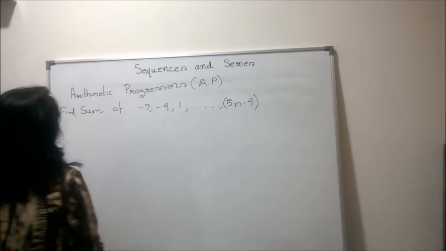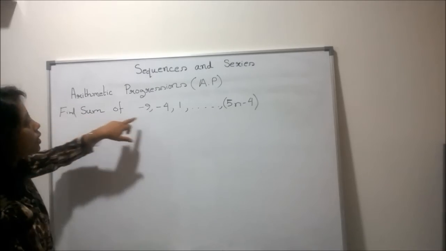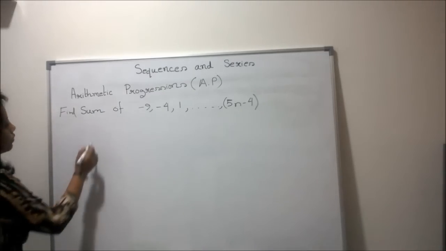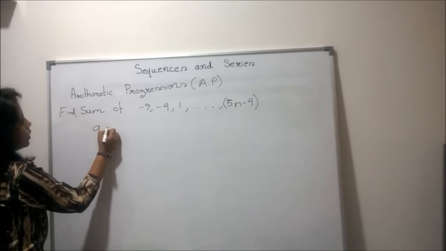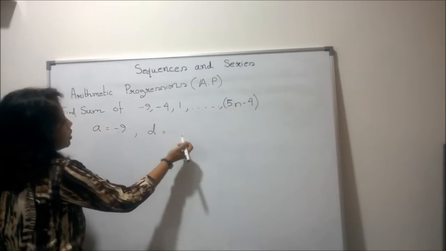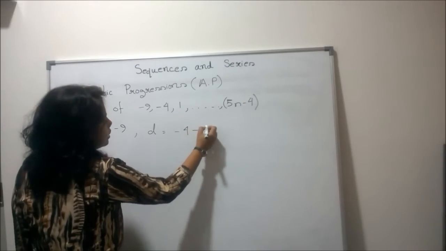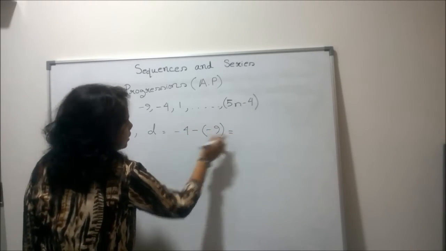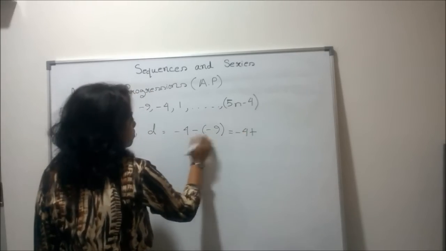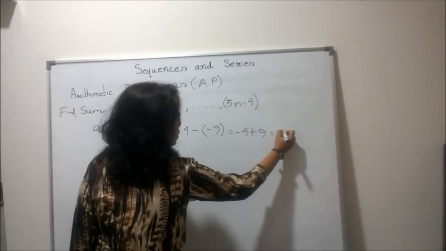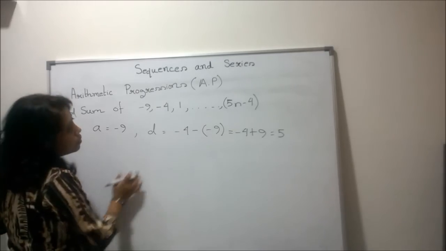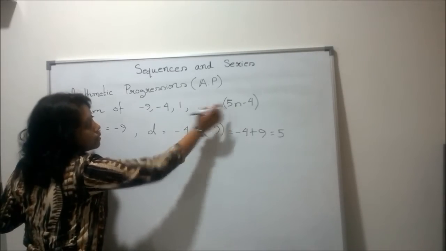Here you see we have to find out the sum of the given sequence. Okay, so in this sequence the first term is a, that is minus 9. Okay, and the common difference d is minus 4 minus of minus 9. So that gives minus 4, these two minus cancel and come to plus 9. So this is 5. Okay, and the last term, that means the nth term is 5n minus 4.